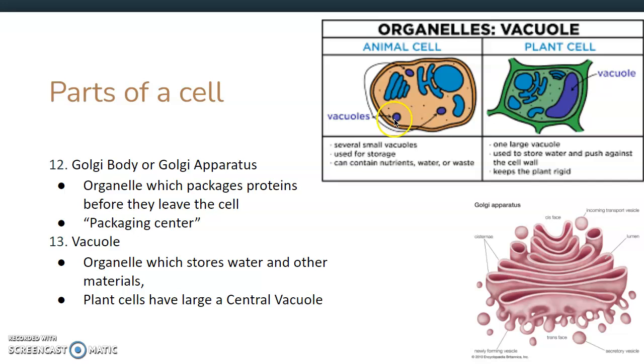So they might store some water and materials on this side of the cell for maybe our Golgi apparatus to use, and then over closer to the nucleus for our nucleus to use. So animal cells and plant cells are just a little bit different with vacuoles, but they both still have vacuoles. I like to think of our vacuoles as our storage centers, or maybe even a closet. We put all of our stuff in the closet, it all gets put in there.